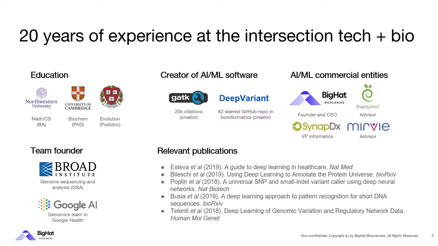I have over 20 years of experience applying AI/ML techniques in the life sciences. I have a background in computer science and math, as well as experimental biochemistry. I've used these types of techniques in a variety of widely used software packages that I've written, and have used them at both diagnostic and therapeutic companies that I've been involved with. I was a founding team member of the genome sequencing analysis group at the Broad Institute, as well as the genomics team in Google Health at Google's AI division. And I've written a number of publications in this field in the last few years.